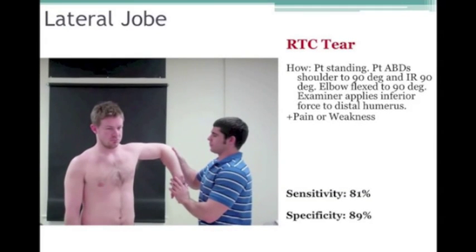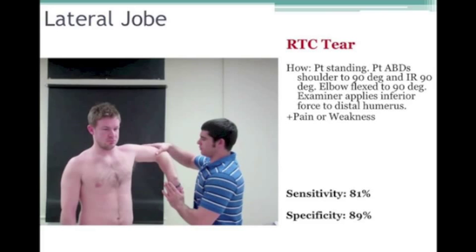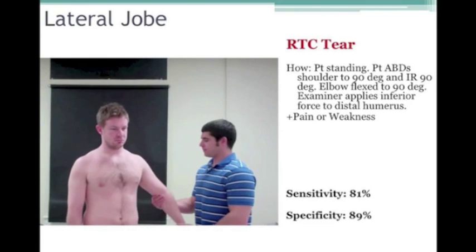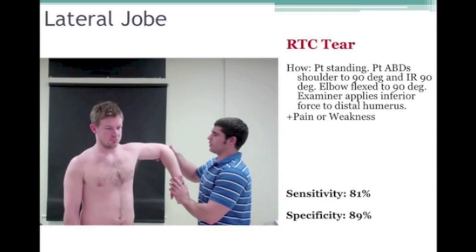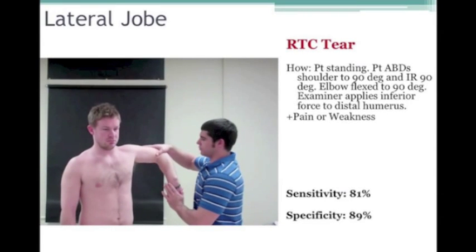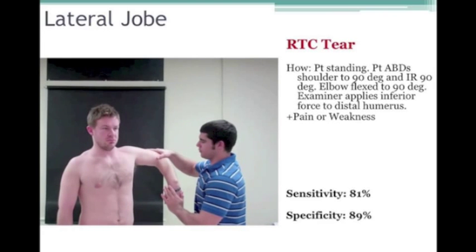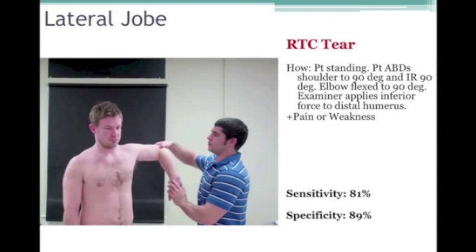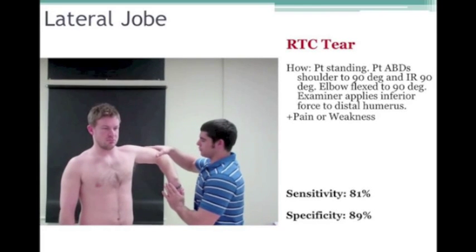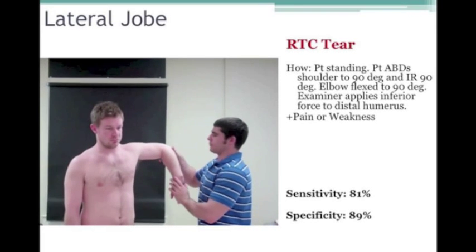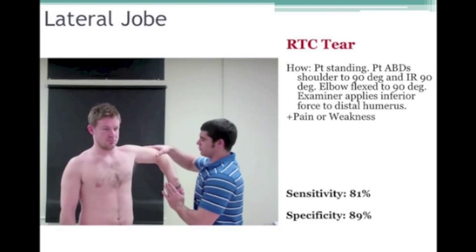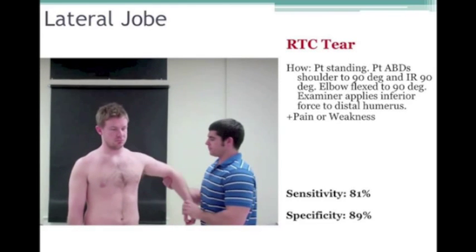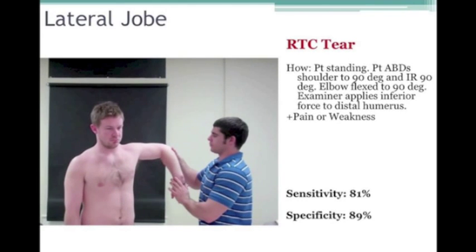This is the lateral Jobe test for general rotator cuff tears. So the patient is standing, the patient abducts the shoulder to 90 degrees and internally rotates to 90 degrees, which is actually a pretty good feat in and of itself. So I assume that this also means that you just pretty much fully internally rotate the arm. The elbow is flexed to 90 degrees. The examiner applies an inferior force to the distal humerus. And this one's positive with pain or weakness. So either one, pain or weakness. Specificity of 89, sensitivity of 81.